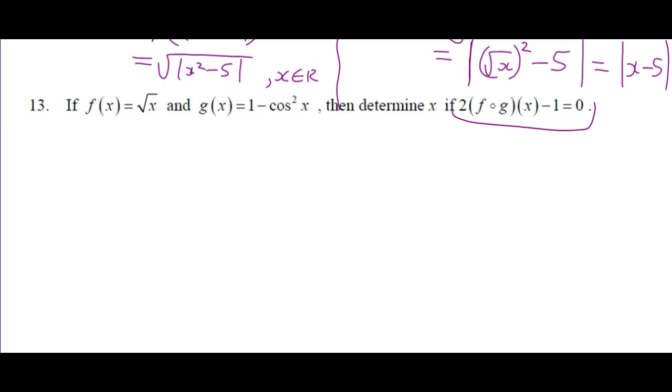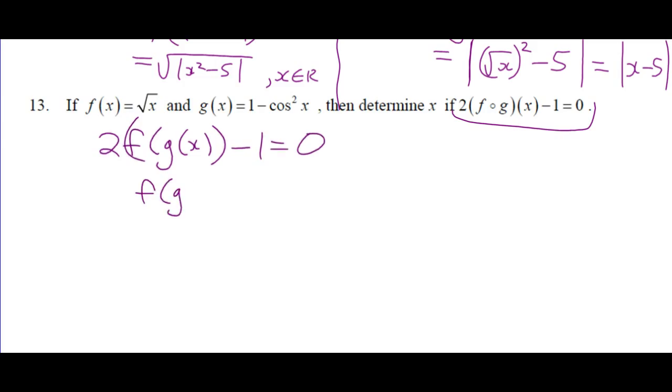Okay, 2 times f of g of x minus 1 is equal to 0. So we've got this, right? So f of g of x is equal to what? 1/2. Right? You're going to add 1 to both sides and divide by 2. Now, what's f of g of x? So we could do this in one swoop. f says take the square root, and g, so it's the square root of 1 minus cos squared x is equal to 1/2.